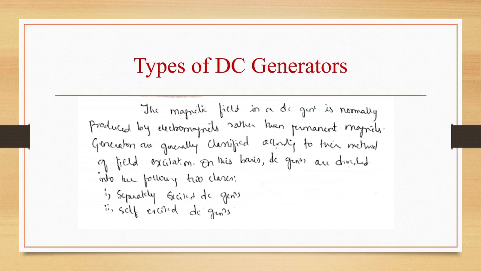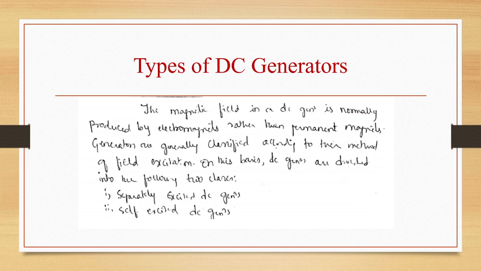Let us first see what are the various types of DC generators. So let us first see what exactly is a generator. A generator is a machine which converts mechanical energy into electrical energy. A DC generator will give me a DC output, DC electrical energy, and an AC generator will give an AC output, AC electrical energy. I want DC output, that's why we are using a commutator which will convert AC to DC. So let us see the types now.